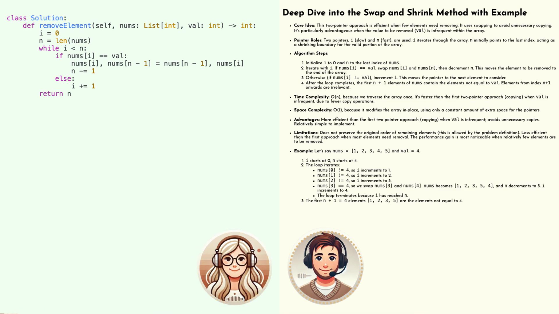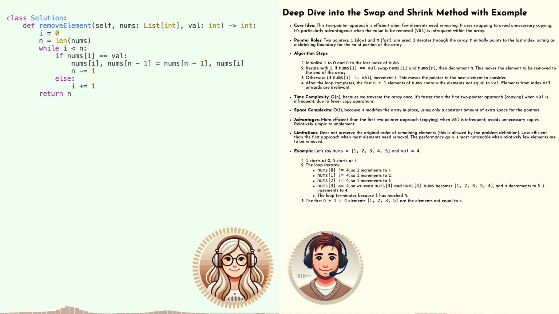Exactly. And as I moves along, if it hits our target value, we do a swap. We swap the target value with whatever element is at position N. So those unwanted elements are kind of sent to the back. You got it. And right after the swap, N moves back one step, shrinking the active part of the array. So the active section at the front gets smaller, while the discarded section at the back grows. It's like a two-sided squeeze.